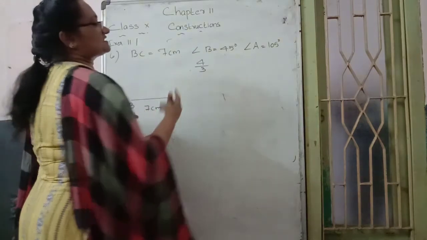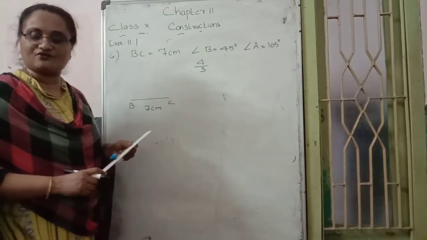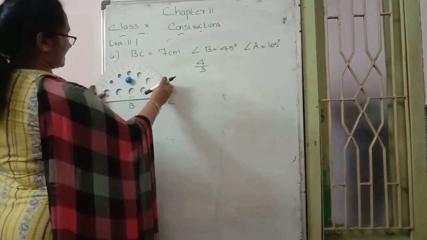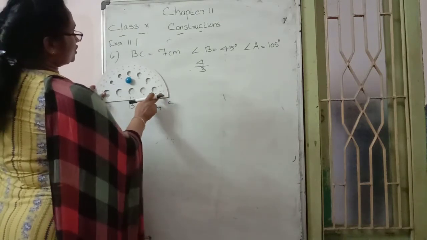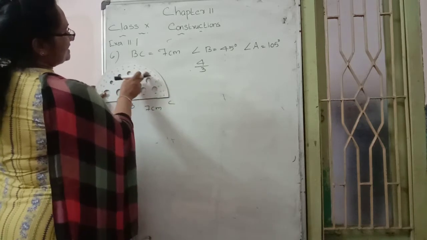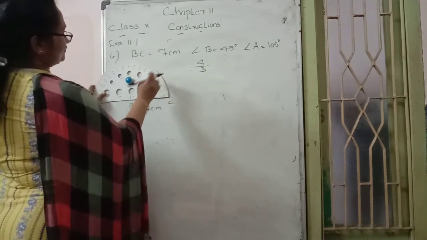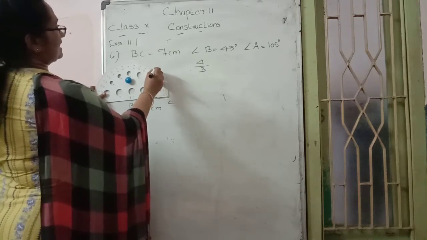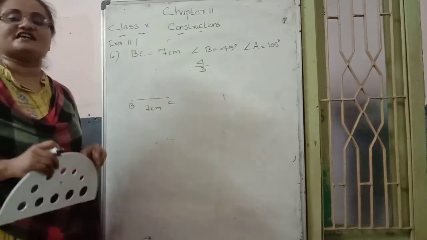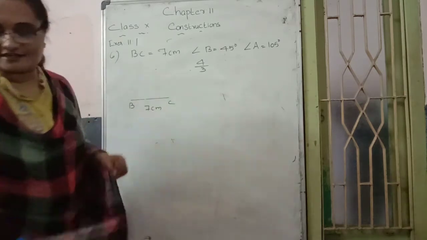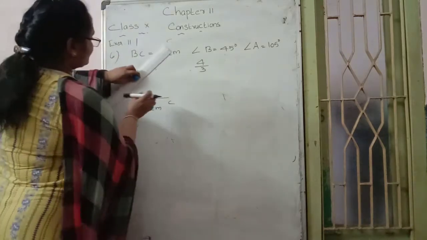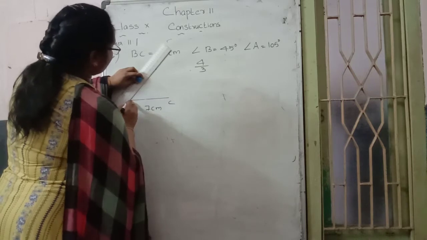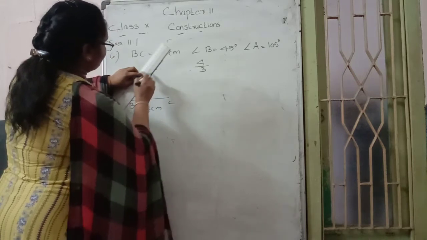The next measurement given is angle B equal to 45. So take the protractor, keep the protractor at vertex B with 0 on the right side, and read the inside scale between 40 and 50. The fifth line represents 45 degrees. So mark the 45 degree point, then join that 45 degree point and vertex B.